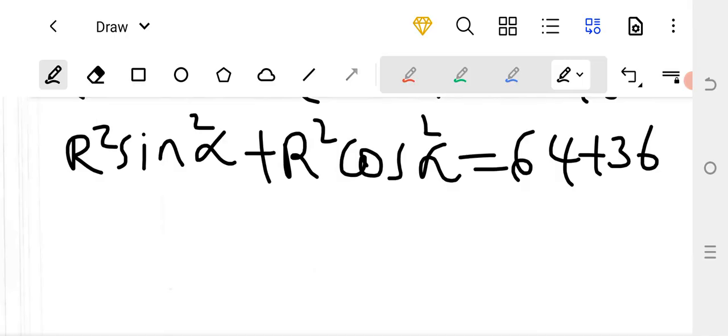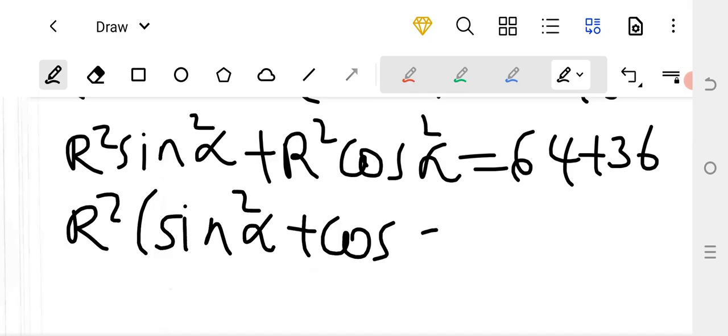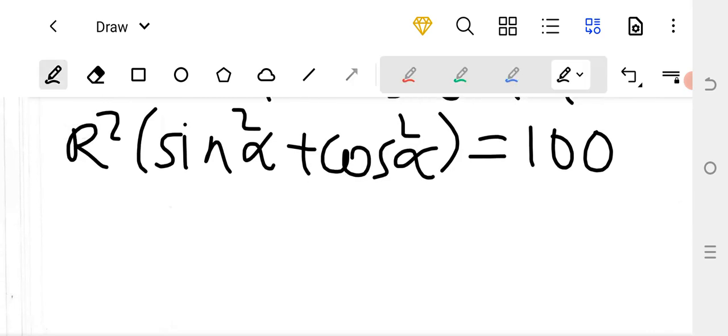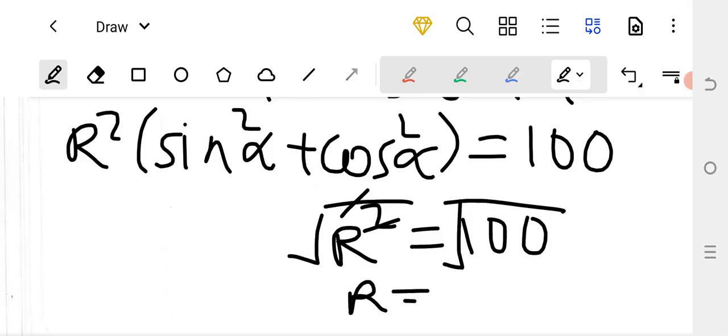Then what we are going to do is what? We can now simplify this side of the equation after squaring. But before squaring, don't. So we are going to factor out the r squared. We're going to remain with sine squared alpha plus cos squared alpha is equal to 100. Sine squared alpha plus cos squared alpha, this is the trigonometric identity, and the value of this is 1. r squared is equal to 100. We apply the square root to both sides. So we're going to say r is equal to 10.